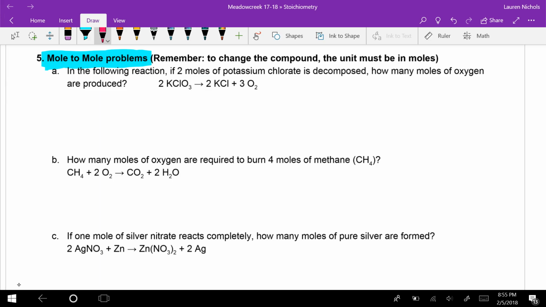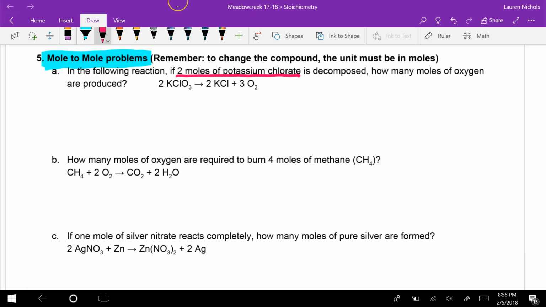And so it says, in the following reaction, if 2 moles of potassium chlorate is decomposed, how many moles of oxygen are produced? So remember, the first thing you want to find is your given. So in this case, we are given 2 moles of potassium chlorate. Now, you might be saying, Miss Nichols, I've completely forgotten how to go from name to the formula, even though we've been practicing it for months.